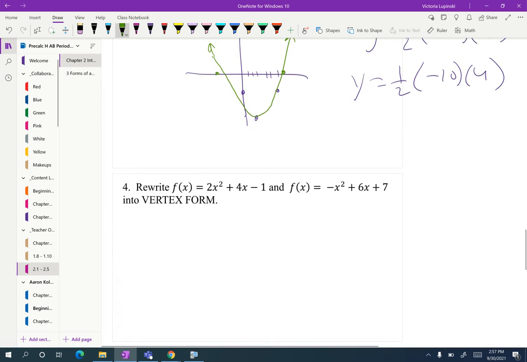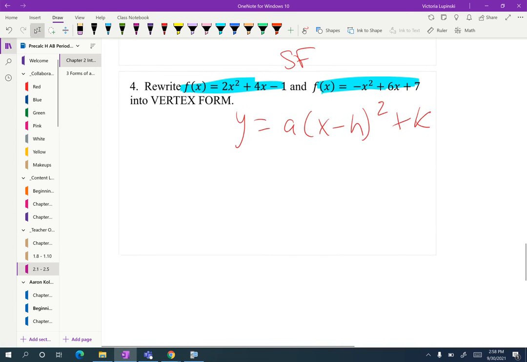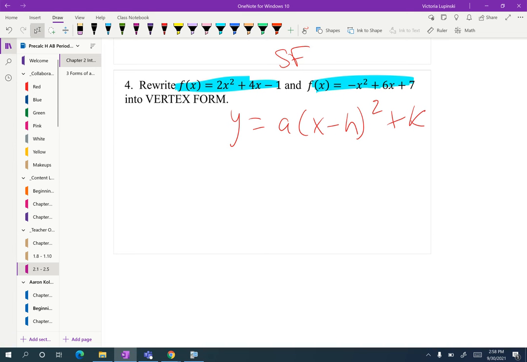Okay, so then from here, what if you want to go back and forth between the two different forms? So what I have for you here is 2 examples of quadratics, both in standard form. I want to rewrite those in vertex form. So vertex form is y equals a times (x minus h) squared plus k. And whether you use y or f of x, it really doesn't matter.